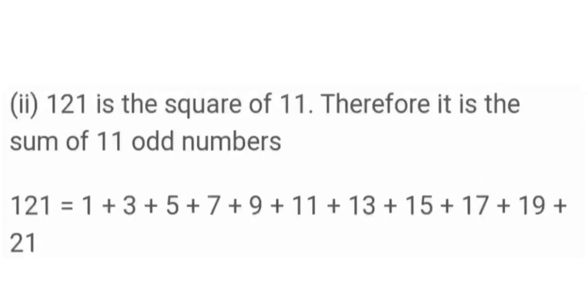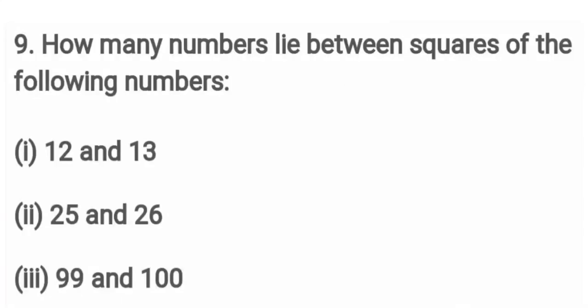Next one, express 121 as the sum of 11 odd numbers. So we have to write first 11 odd numbers. So 1 plus 3 plus 5 plus 7 plus 9 plus 11 plus 13 plus 15 plus 17 plus 19 plus 21 is the answer. Okay. See the last question. How many numbers lie between squares of the following numbers? 12 and 13. So how can we find?